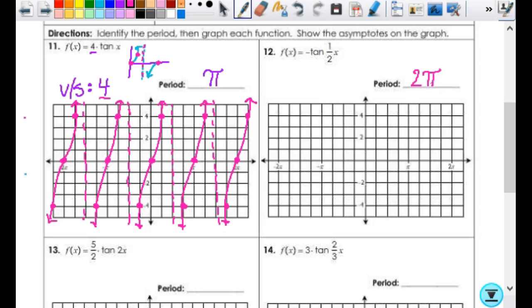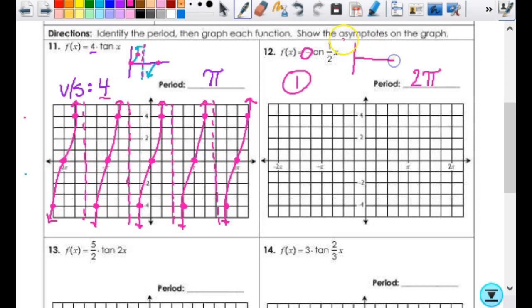Good deal. Do we have a vertical stretch or compression? No, but you still have a number that's important to you that's not really called anything because amplitude doesn't exist. One's important, right? So that's the number I got to use. But I do have something else here. What do I have? The negative, and I got to pay attention to that.